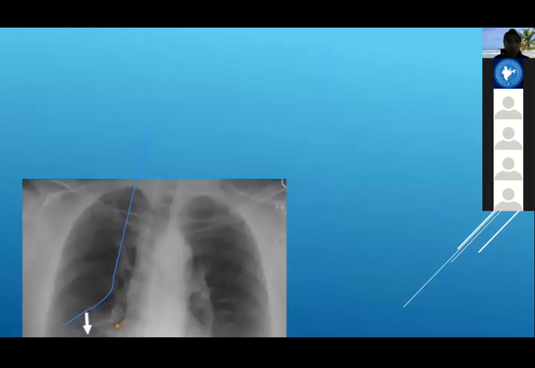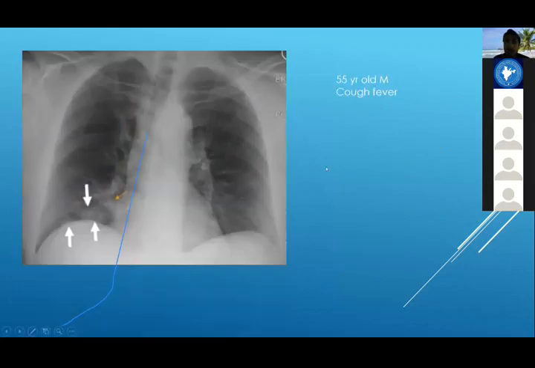So another case, a 55-year-old male coming with cough and fever. You can see some consolidation here and some chronic changes or atelectatic changes here. And here also we can give the result as chest X-ray focal pneumonia, and RT-PCR came as negative for this patient. So finally, this patient was treated as community acquired pneumonia.